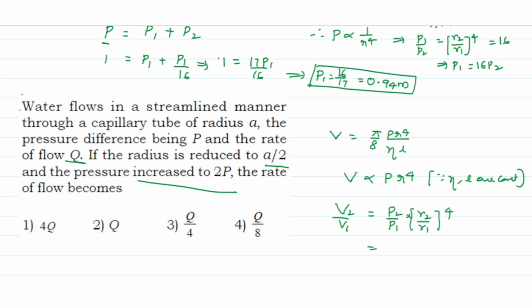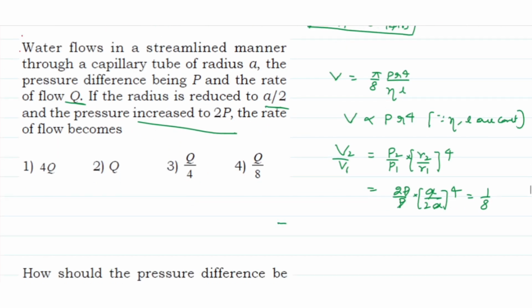So here the final pressure is given as 2P, and the initial pressure is given as P. R2 by R1, here R2 is given as A by 2, and the initial radius is given as A, then take the whole power 4. So here A gets cancelled, P gets cancelled, and you get 2 power 4, which is 16, so 2 by 16 you will write as 1 by 8.